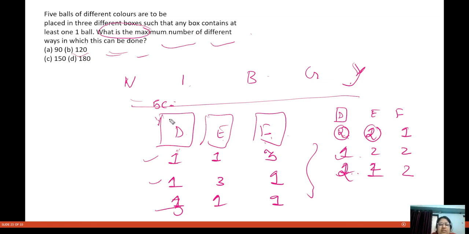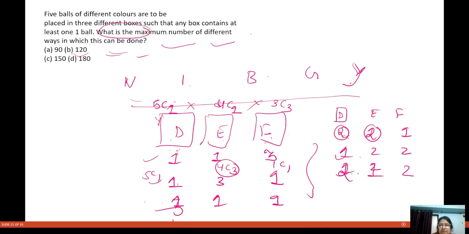Fine. Now we have what? See, if we have 5 balls and we are putting one ball here, so this can be done in 5C1 ways. This can be done in now 4C1 ways because one ball is put here, so only four balls are left. And this can be done in 3C3 ways. So multiply this case. Now this can be done in 5C1 ways, this in 4C3 ways, and this in 1C1 way.